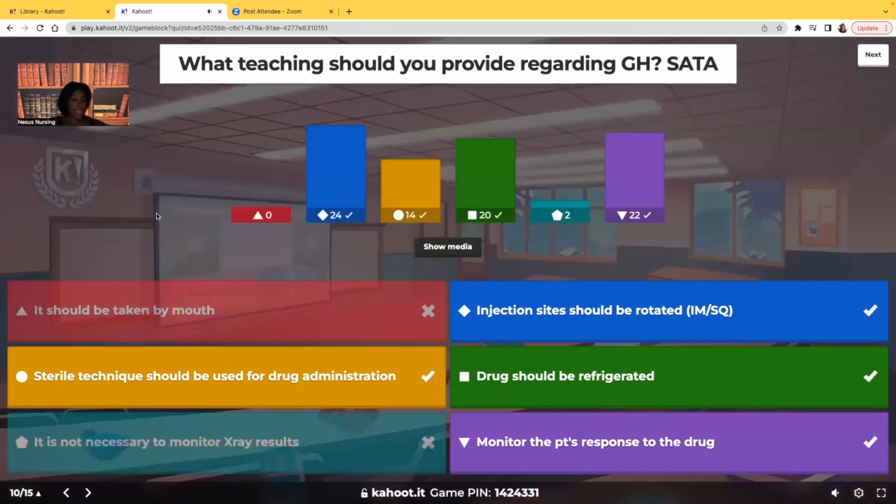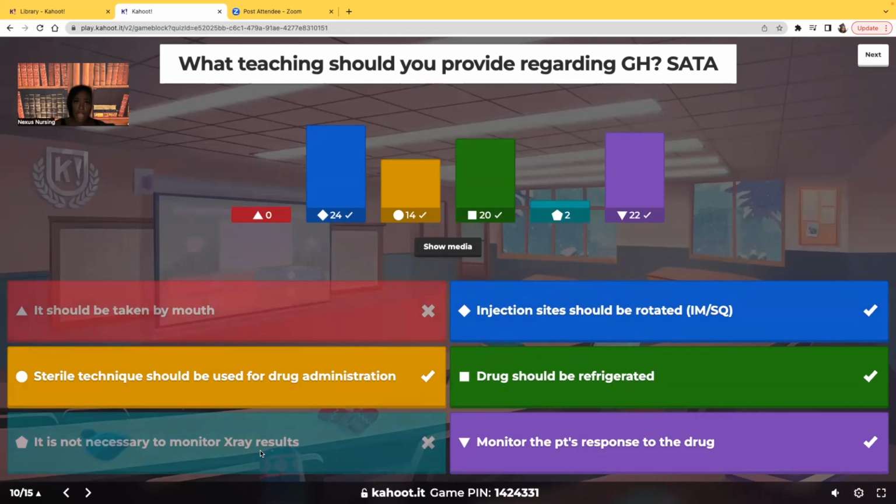Okay, so it should be taken by mouth. No, I just explained to you that it's given by injection, so we know that's not right. Injection sites should be rotated. Absolutely. Sterile technique should be used. Absolutely. We don't want to take any chances of introducing any pathogens to the patient. The drug should be refrigerated. Yep, that's how it's stored. It is not necessary to monitor X-ray results.